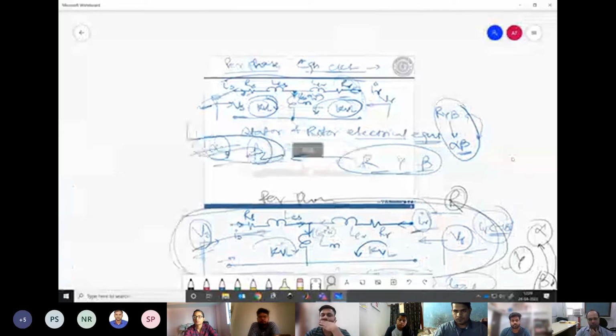Firstly, we have drawn the per phase equivalent circuit, and we have seen that it consists of some components which define the properties of the motor. It could be resistance, leakage inductance, the magnetizing inductance and so on. And then we tried to write the simple KVL equations for the two sides.